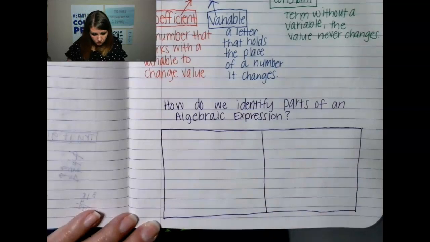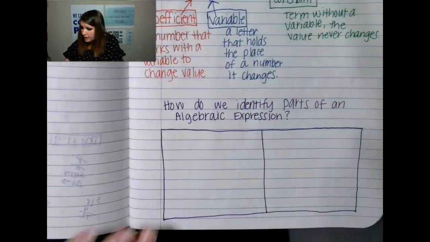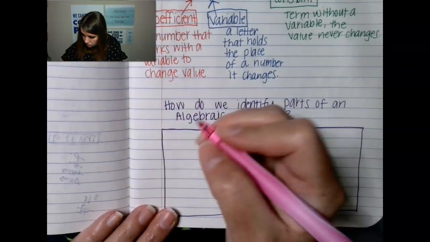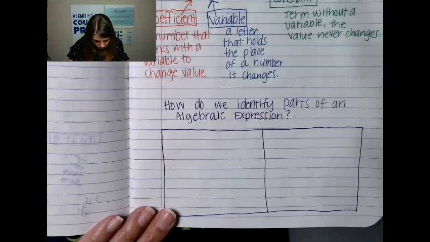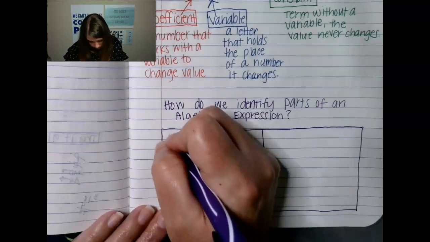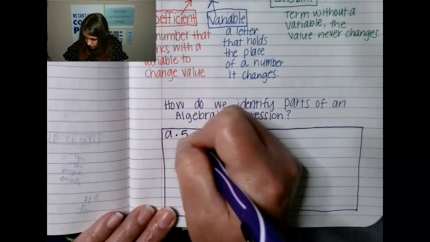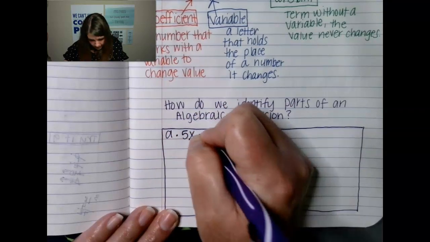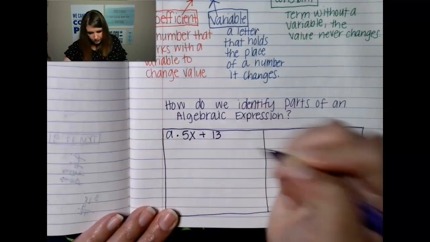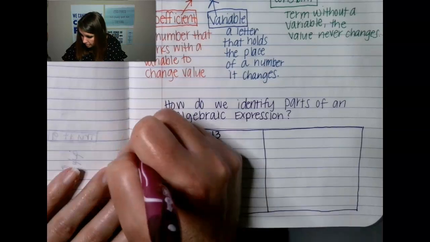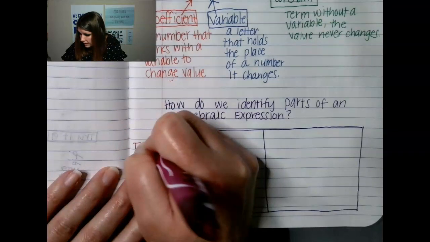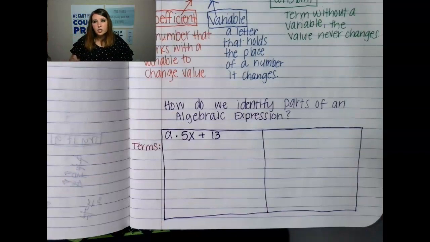Okay, and now the first example that we're going to look at is not with that color because we've already used that color and I don't want to make anybody confused. So let's go back to purple. All right, so our example is 5x plus 13. All right, so the first word that we want to look at is the word terms. So it says to list the terms.